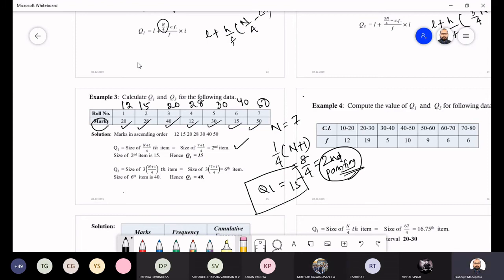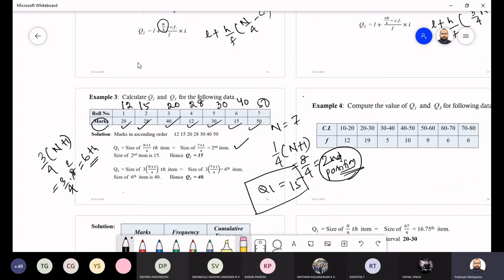Hello? Yes, sir. The 2 is not Q1. It is just a position. Okay. Similarly, what is Q3? Q3 is nothing but 3/4 of n plus 1. So 3/4 of 8. So that is nothing but, what is that? Sixth position.